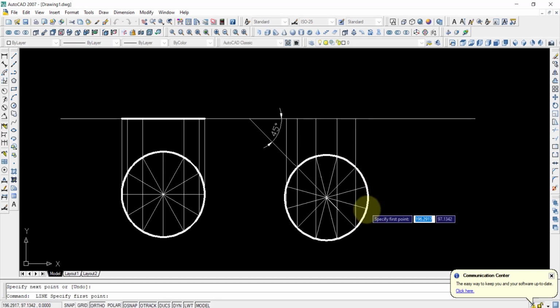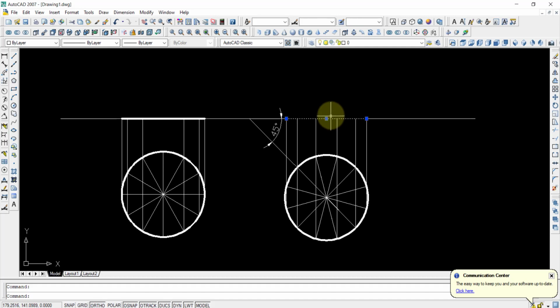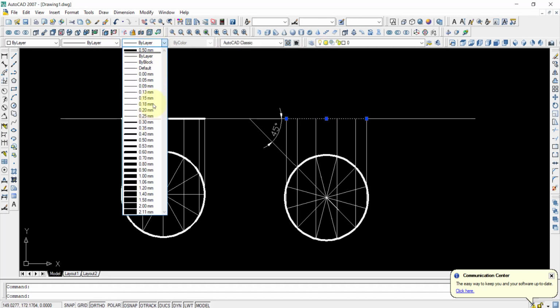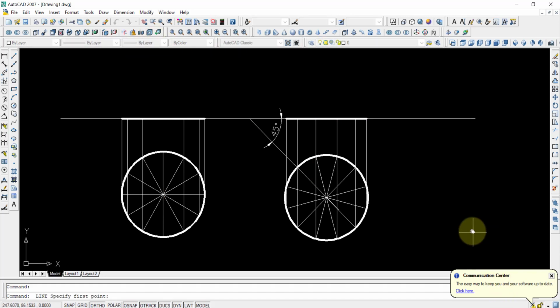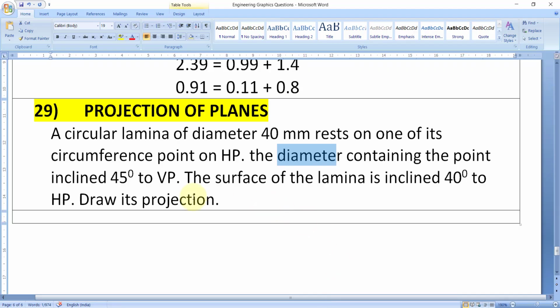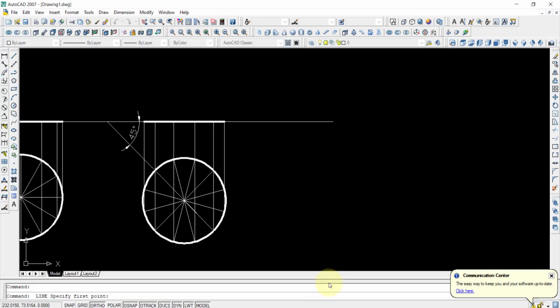So the projector lines are obtained. Again, you can draw the straight line here and here. Now this straight line is also given some line weight. Now the third point is that he has given that the surface lamina is inclined at 45 degrees to HP. Anything related to HP is on the VP.